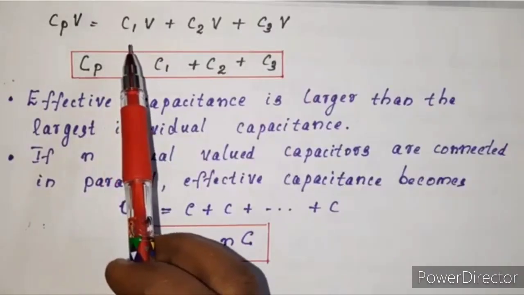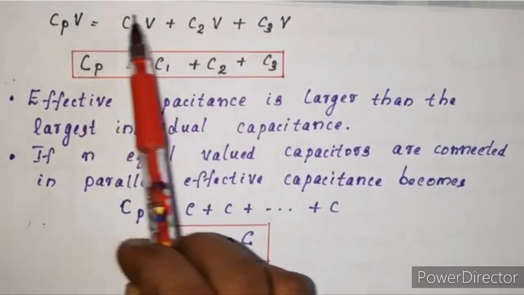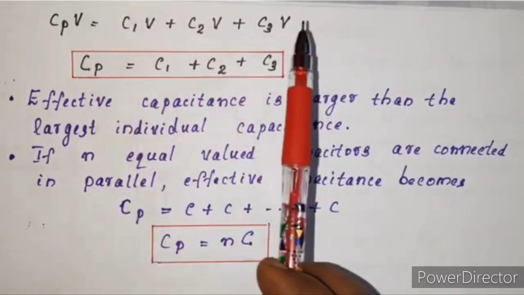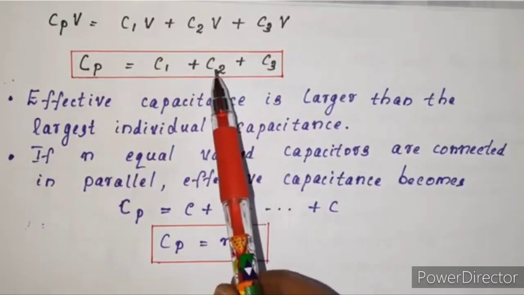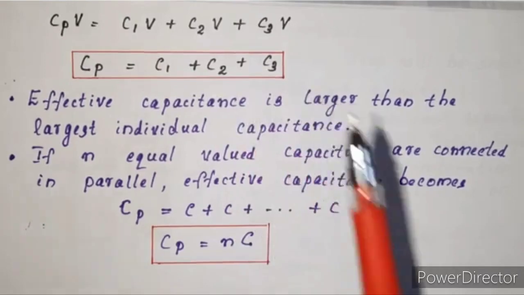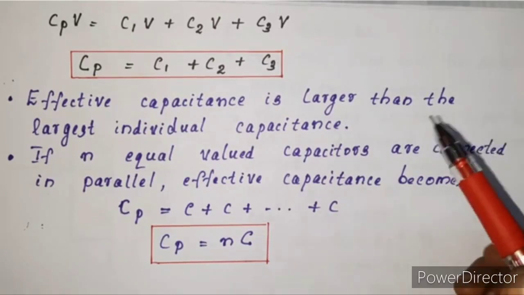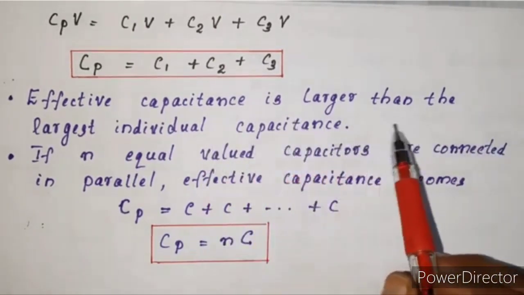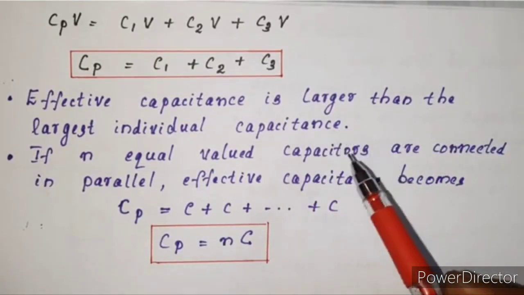Cp V is equal to C1 V plus C2 V plus C3 V. So all those V's on either side get cancelled, and we have Cp is equal to C1 plus C2 plus C3. Very important equation. When the capacitors are connected in parallel, effective capacitance increases. And the fact is this, effective capacitance is larger than the largest individual capacitance.